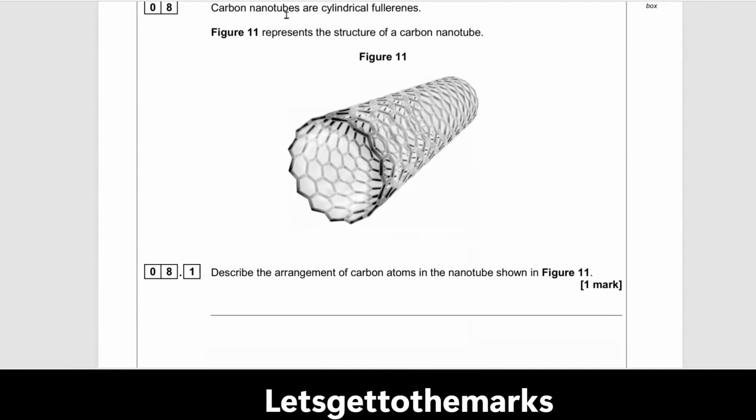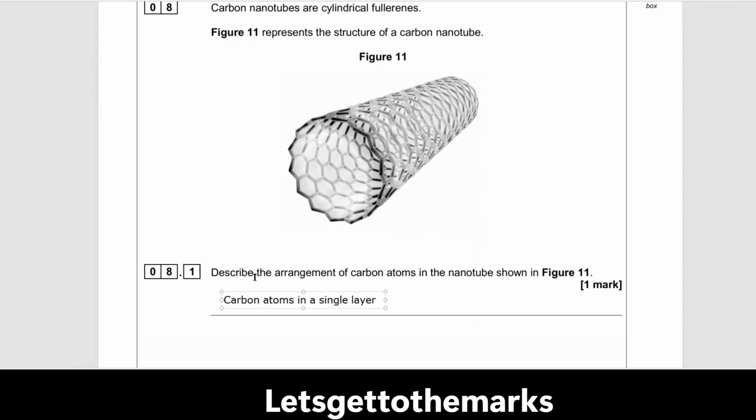Question 8, carbon nanotubes are cylindrical fullerenes. Figure 11 represents the structure of a carbon nanotube. Describe the arrangement of carbon atoms in the carbon nanotube. So we can see they're in a single layer. So carbon atoms are in a single layer.